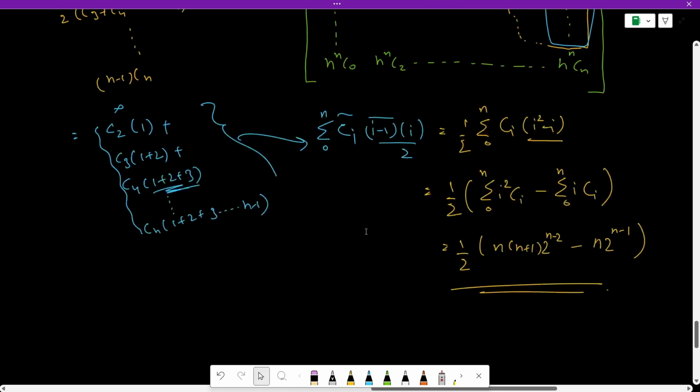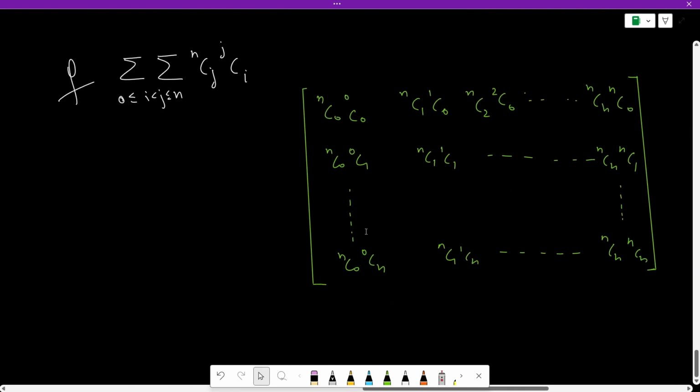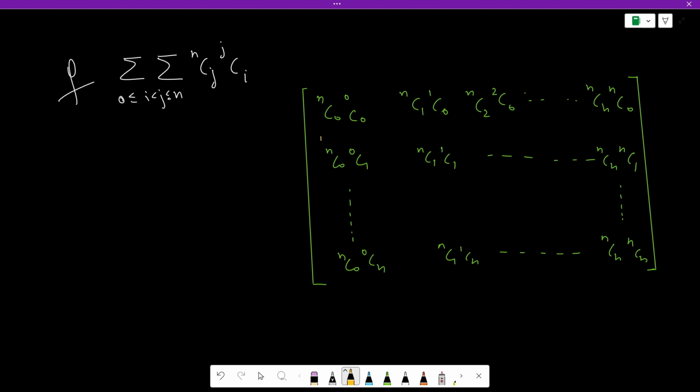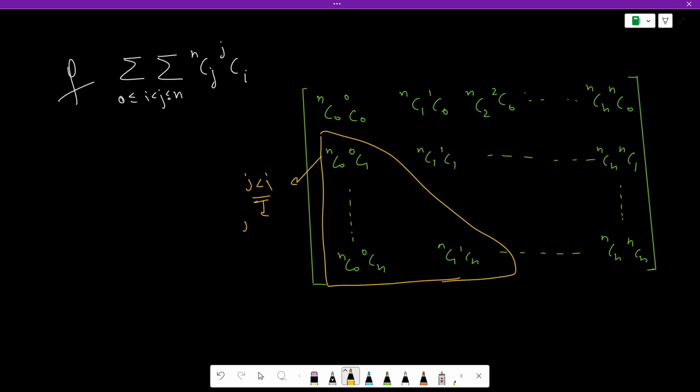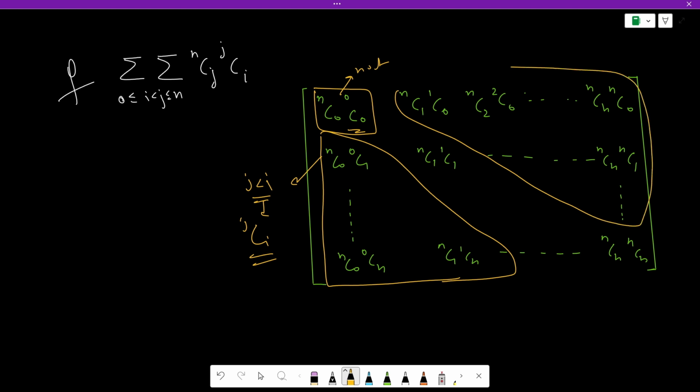Now let's see the second example, which is this one. Here also I have created the matrix. Now this is nCj and jCi. Here you can observe that the lower triangular part does not exist, as here j is less than i, so jCi is not defined. Also this is not defined, as 0C0 is undefined. So only this part remains, and in that we want the upper triangular part, right?